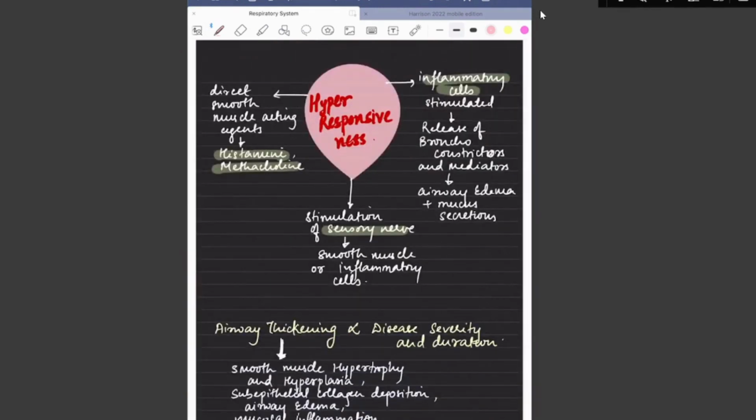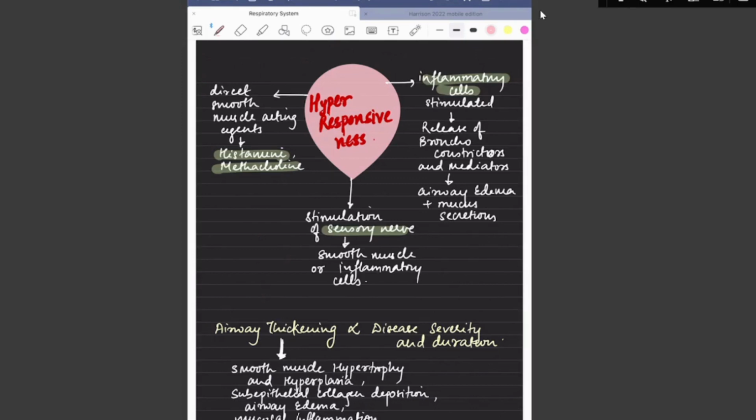Now, what causes airway hyperresponsiveness? So, there are three stimuli. First is the direct smooth muscle acting agents, which are histamine and methacholine. Then there is the stimulation of sensory nerve, which causes smooth muscle or inflammatory cells to contract and causes smooth muscle constriction. There is also release of inflammatory cells, which causes release of bronchoconstrictors and mediators, causing airway edema and mucus secretions. So the airway thickening is directly proportional to the disease severity and duration.